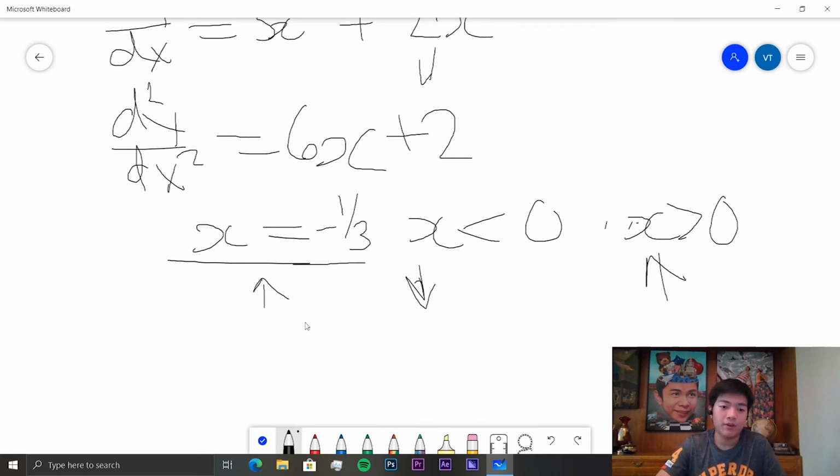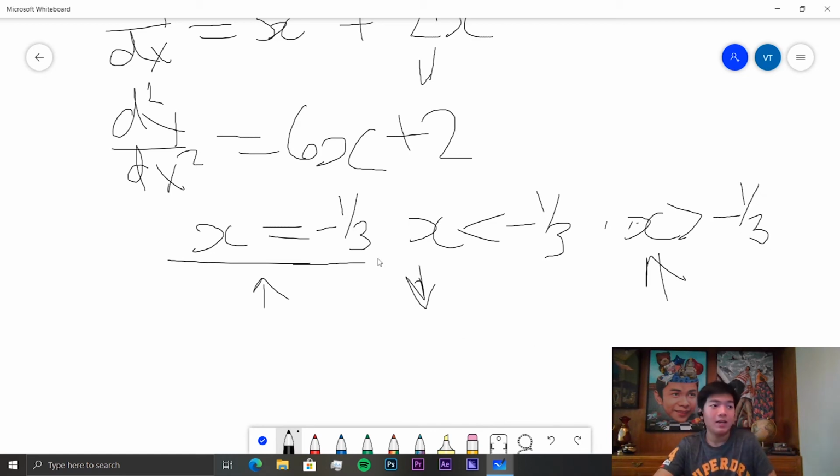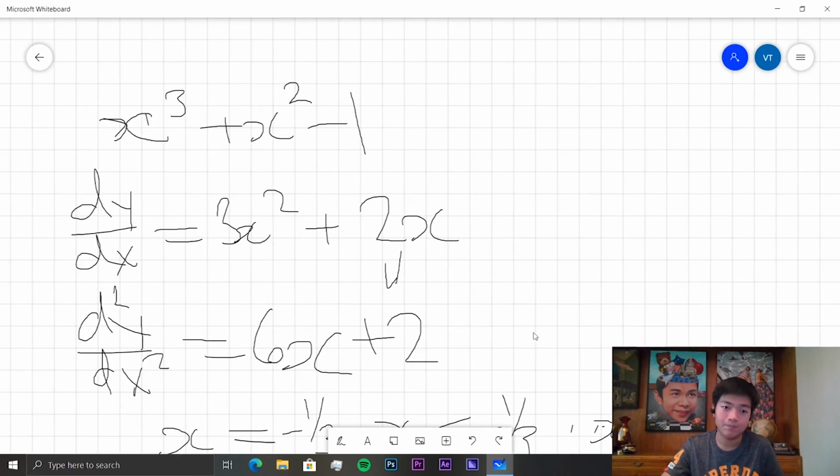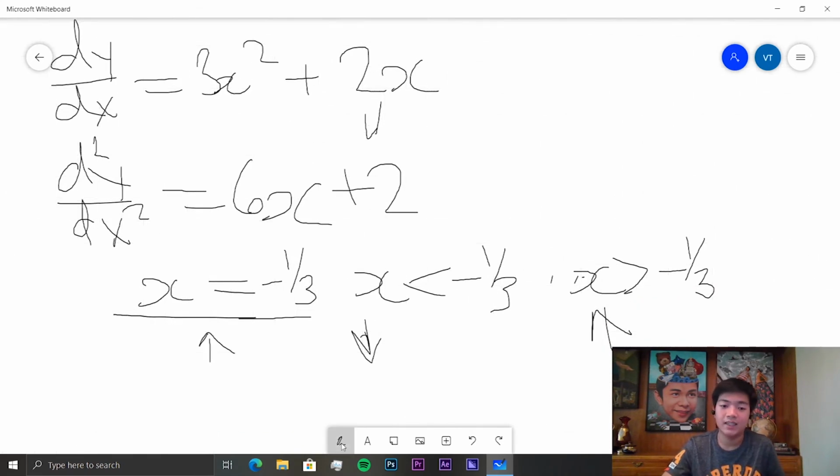So this will be a point of inflection when x is equal to negative 1/3. For all x less than negative 1/3, we will be concave down, and for all x greater than negative 1/3, we have concave up. If you want to look at this graphically, plug it into a graphical calculator, and you'll see the parts below negative 1/3 are concave down, and the parts above are concave up. So yeah, let's move on to the next question.